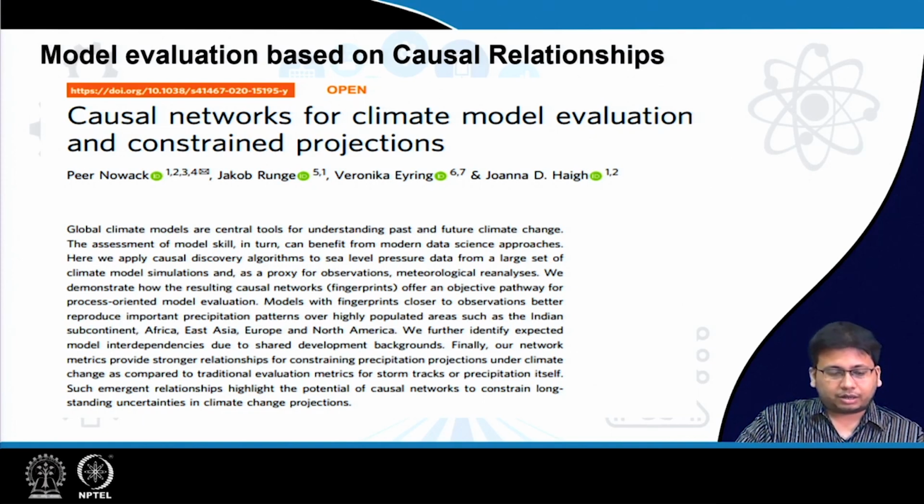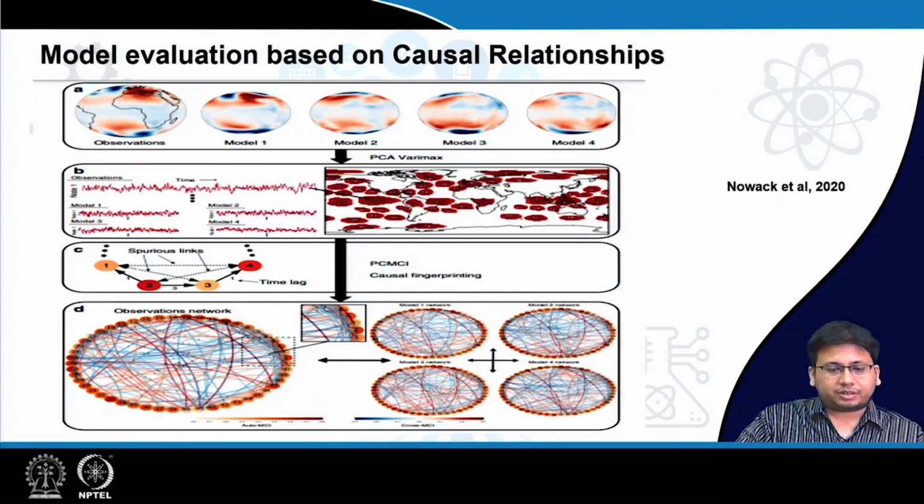projections under climate change as compared to traditional evaluation metrics for storm track or precipitation itself. Such emergent relationships highlight the potential of causal networks to constrain long-standing uncertainties in climate change predictions.